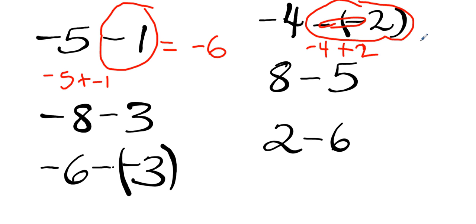Now we can circle our second term. Because the signs are different, we can subtract. And since 4 has the highest absolute value, the answer is negative 2.